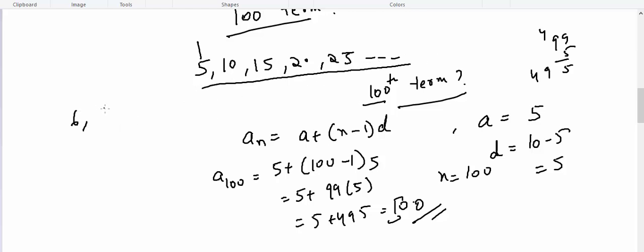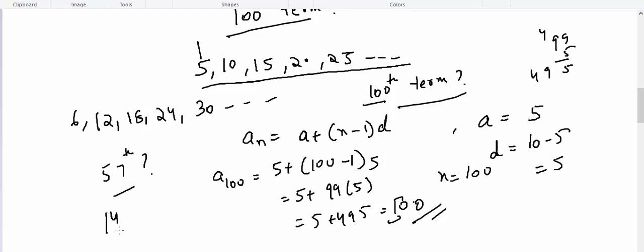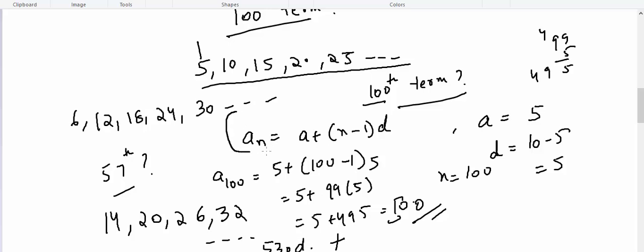Similarly, I can find any term basically present in any given sequence which is arithmetic. For example, if I give you a sequence which is like this: 6, 12, 18, 24, 30, and so on, you can find me the 57th term of this sequence. And for example, if I give you a sequence, let's suppose 14, 20, 26, and 32, and so on, which is also an arithmetic sequence, you can find me the value of the 53rd term using this formula directly here.